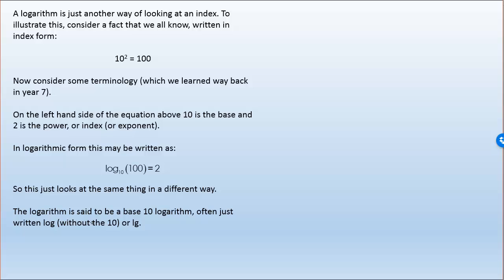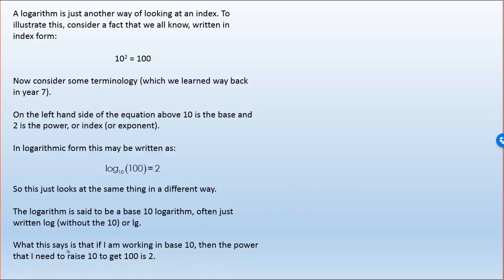The logarithm is said to be a base 10 logarithm, often just written as log, L-O-G, without the 10. So if you see log without the 10, it usually means it is a base 10. Or sometimes you see it just as LG.